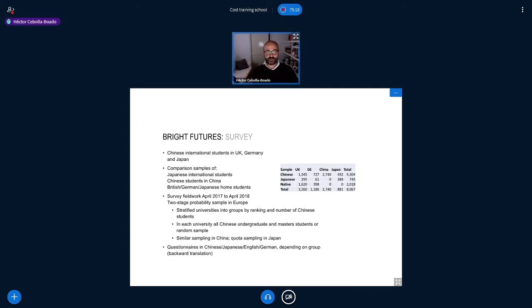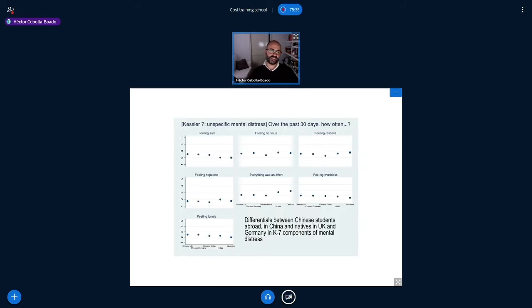Of course, the questionnaires were translated into the different languages of the populations we surveyed, and it was done with back-translation and a lot of rigor, I would say. So we're confident that we're capturing across these different countries the effects that we're interested in. And this is how these different populations look in our survey.